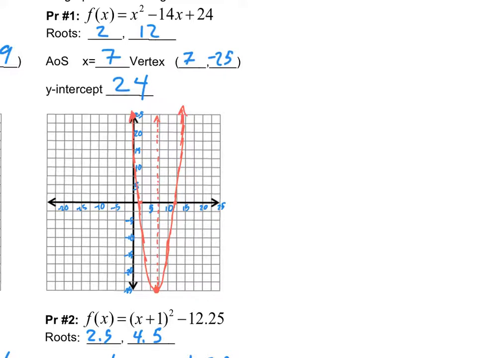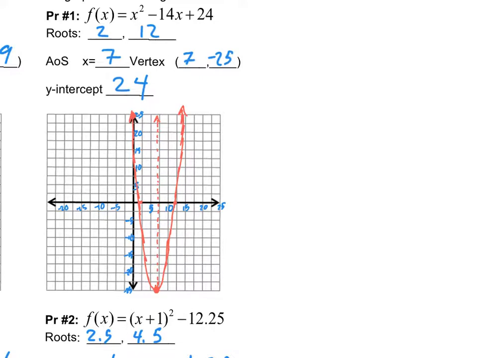Hopefully you got something pretty close to that. I also plotted a point over here because I figured, okay, if that's a y-intercept of 24, then think about it, the axis of symmetry is at 7, so it's 7 away. So if I went 7 this way, to x is 14, it should also have a height of 24. So I just estimated that to help me graph it.